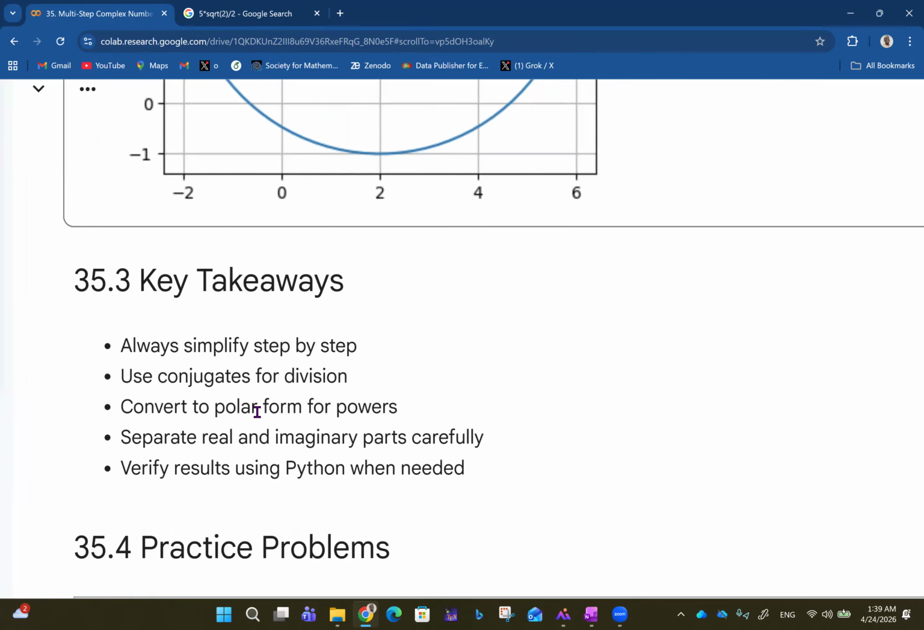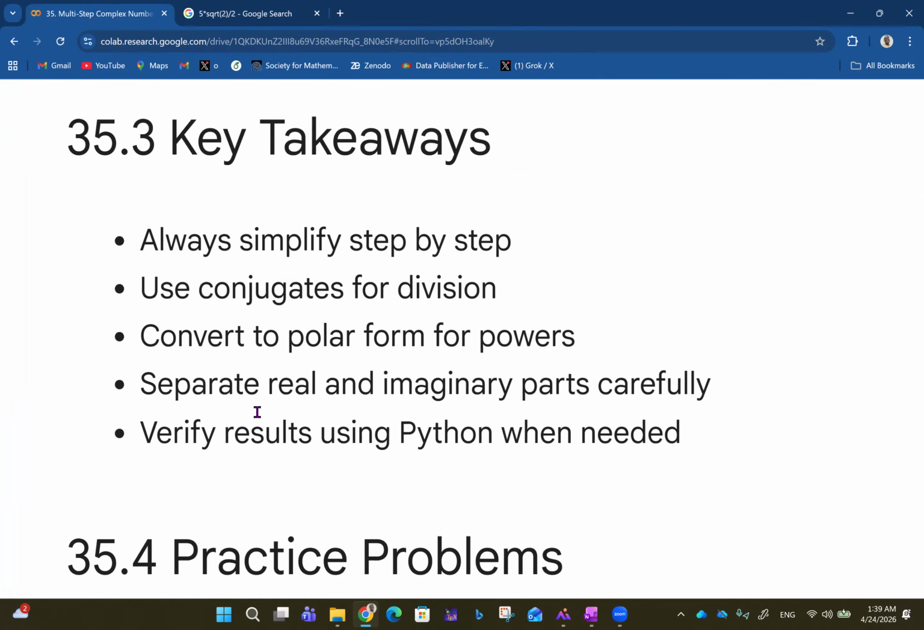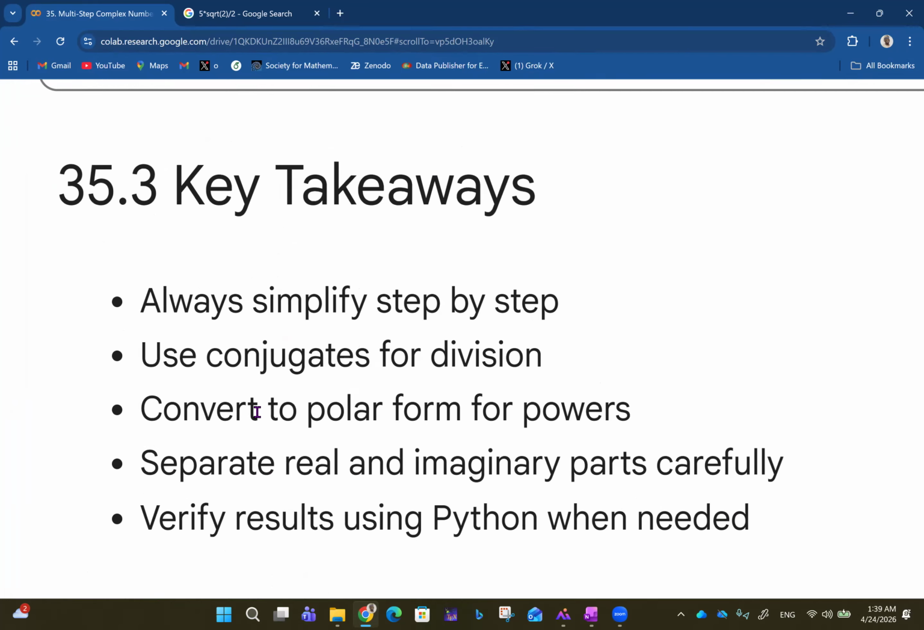So we have some key takeaways here. First, always simplify step by step, then use conjugates for division, convert to polar form for powers, separate real and imaginary parts carefully, don't mix them up, and then verify results using Python when necessary.